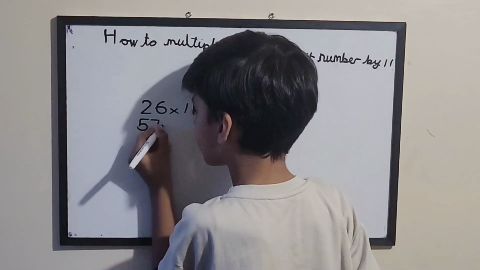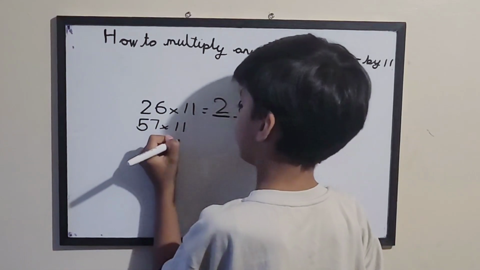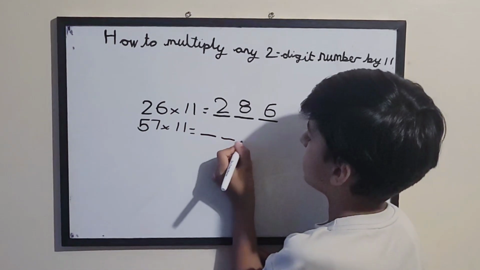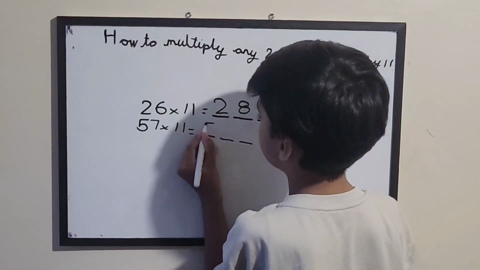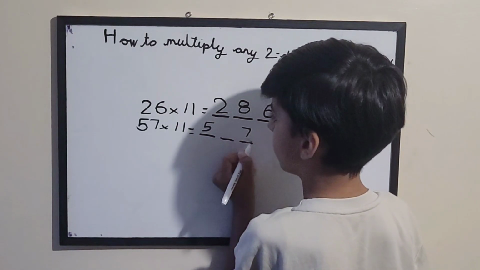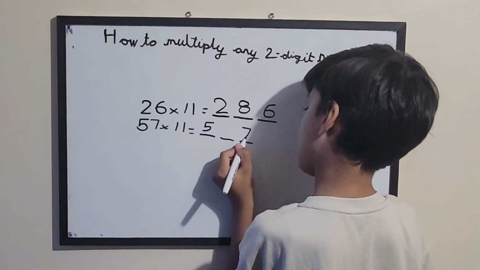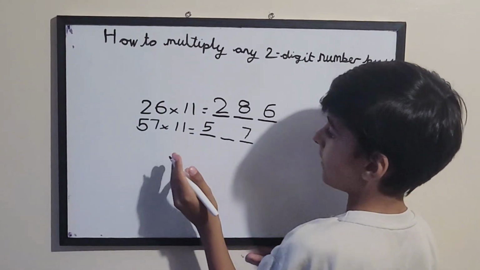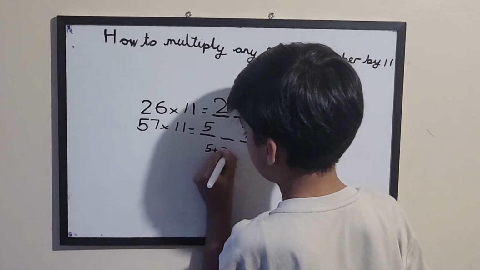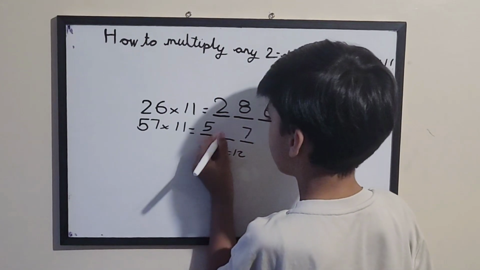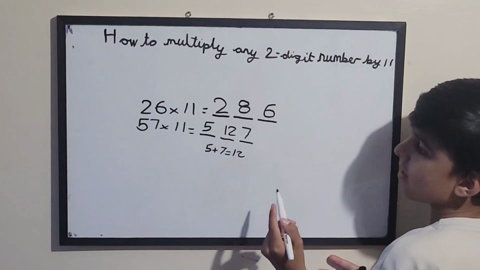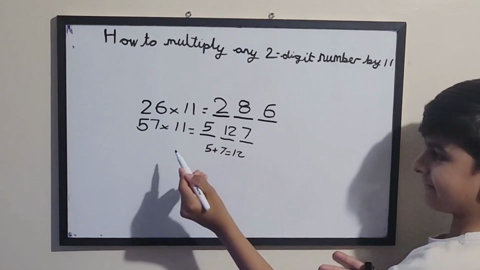Now let's do a little tricky one. 57 times 11 equals, same thing, 5, 7. Now add them up. 5 plus 7 equals 12. Write 12 over here. Now this is not the answer because the answer should be 3 digits.